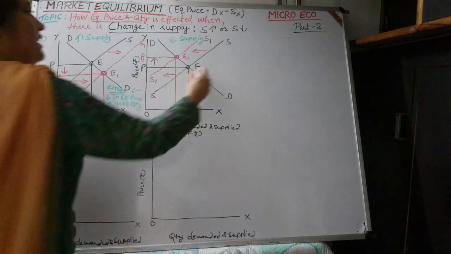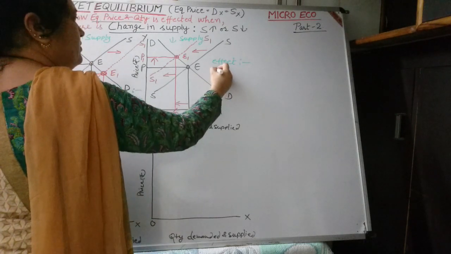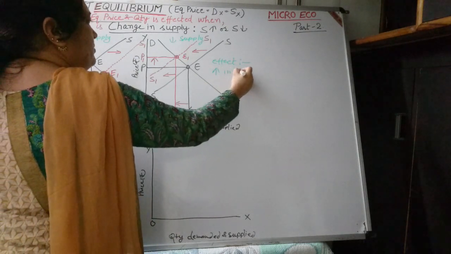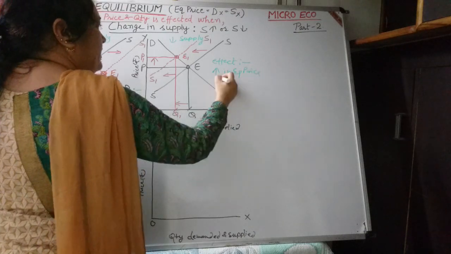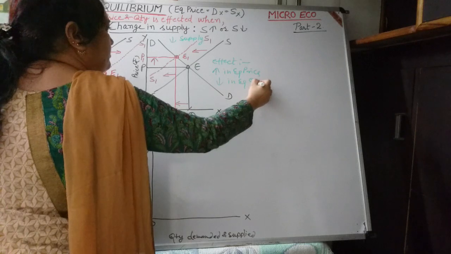So what will be the effect? Effect will be increase in equilibrium price and decrease in equilibrium quantity.